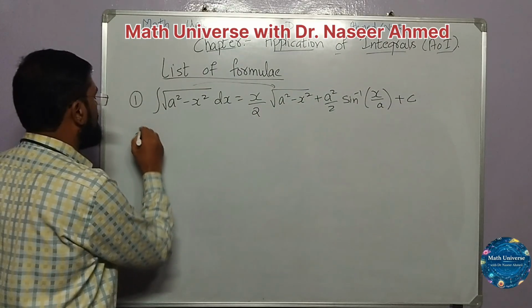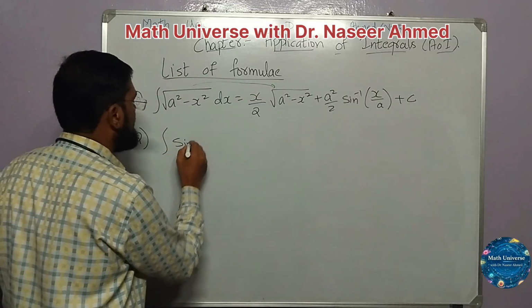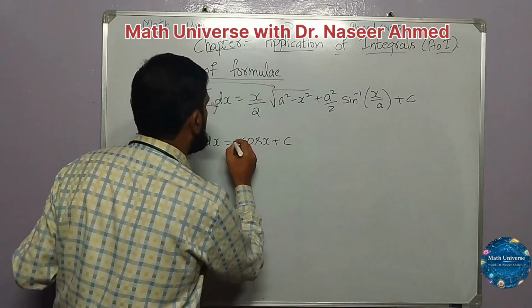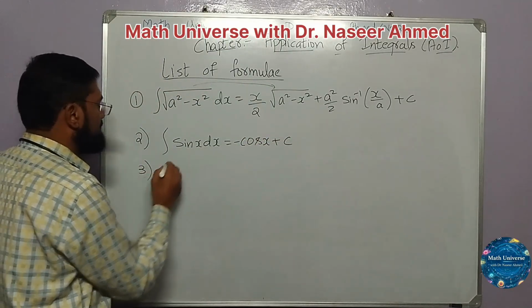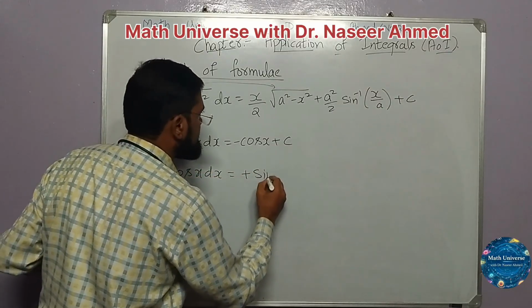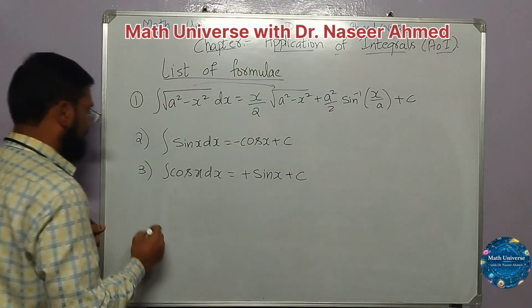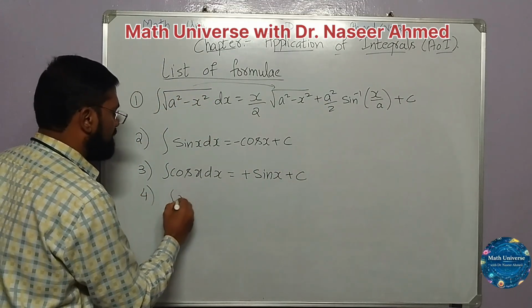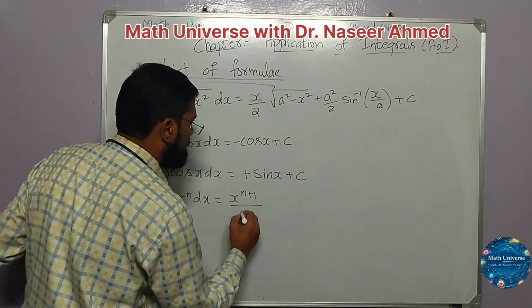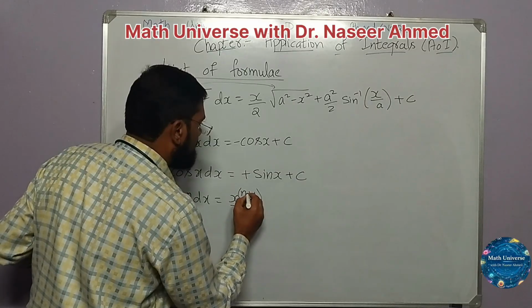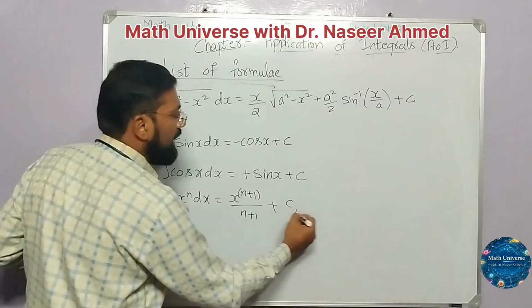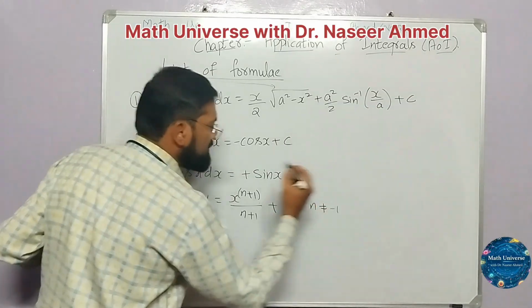So, the second formula is integration of sine x with respect to x is minus cos x plus c, with a minus sign here. Third one is integration of cos x is plus sine x plus c. One more, integration of x power n with respect to x is x power n plus 1 divided by n plus 1. Be careful, the power of x is n plus 1 there, plus c, and n should not be equal to minus 1.